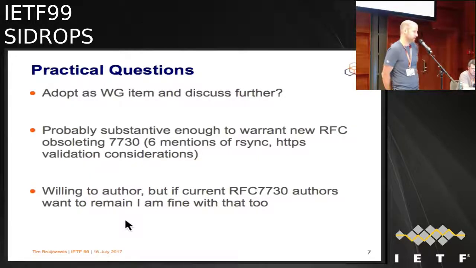So the first question, and I guess that needs to go to the list, is whether the working group is interested in taking this as an item and discussing it further. Then there are currently six mentions of rsync and there's HTTPS validation considerations. So I think obsoleting RFC 7730 rather than doing an in-place update is easier and will make the document more readable. And then if we're all good with all this, are the current authors of 7730 interested in following up? Or if needed, I can also take up the pen and start writing. So that's it, really. Questions, comments?